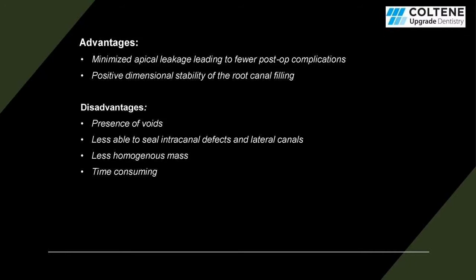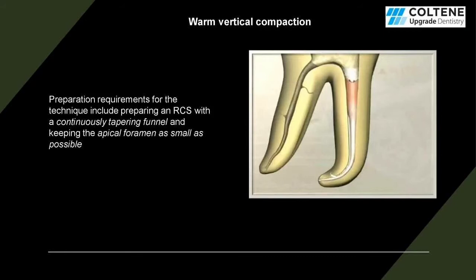Let's move on to warm vertical compaction. This procedure is widely adopted now due to the availability of different types of instruments and materials. One very important disadvantage of warm vertical compaction is that there is a risk of vertical root fracture. This is a very big disadvantage because the compaction forces from the plugger we use can induce vertical root fracture in these teeth.